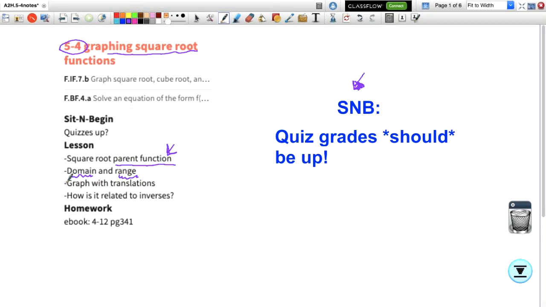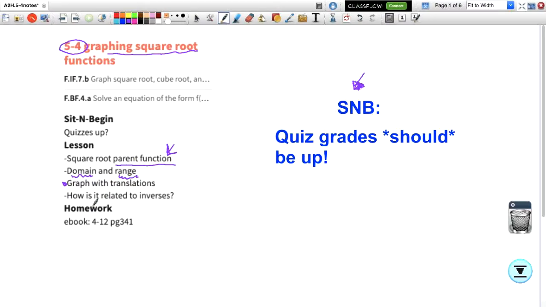Secondly, how do we go about graphing every single square root function given specific translations? And these translations, dilations, and reflections, excuse me, are all exactly the same as what they were for absolute value functions. So what's really nice today is that when we talk about the graphing piece, it should feel very familiar to you. We just have to apply it to a different parent function, okay?